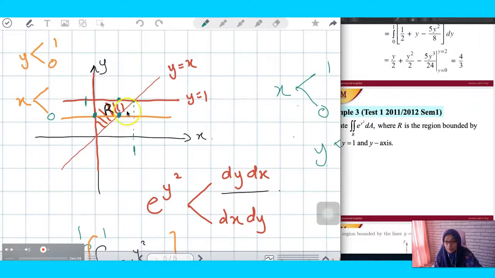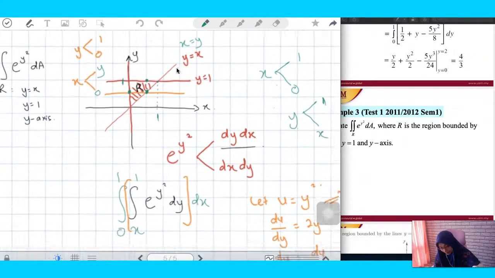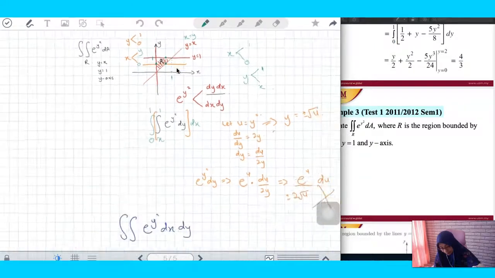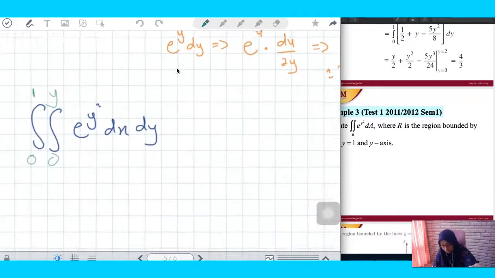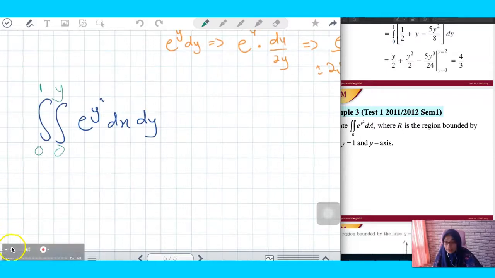This point is part of the line, because the original expression is y equal to x. Now you have to read it as x equal to y. So that is your new limit. So y is 0 to 1, and then x is 0 to y. Now we want to work using this double integral.